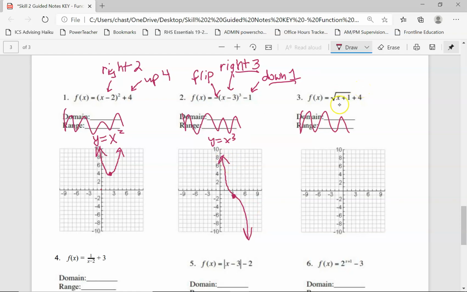And then we'll look at this one right here. This one, I see we have a +1 in the function, so that's a weird one. So we go left 1, and this tells me I go up 4. Now it's a square root function to start with, so we're going to start at the origin. We're going to send it left 1, up 4, and then the square root function looks like that. Okay?